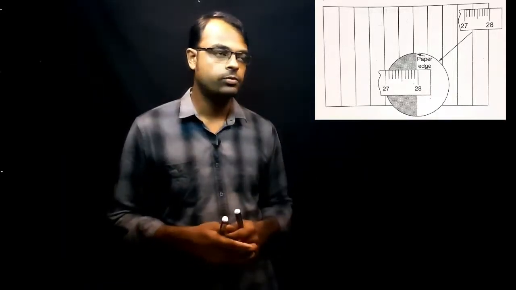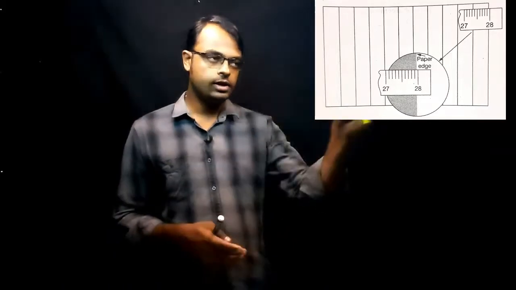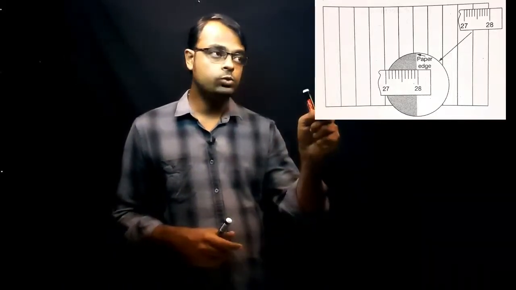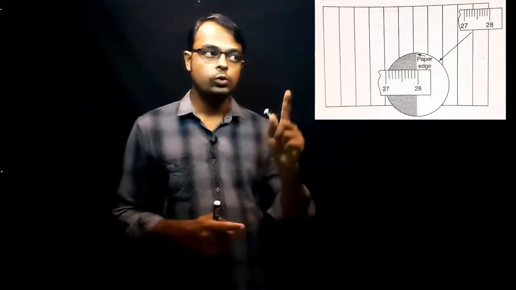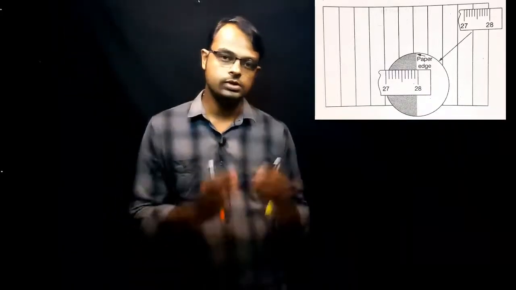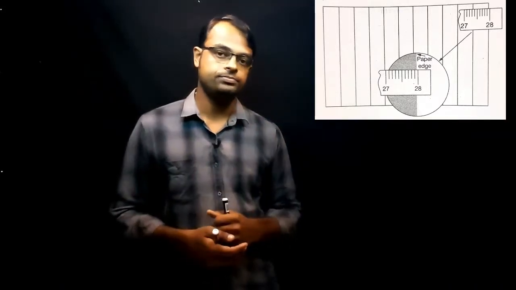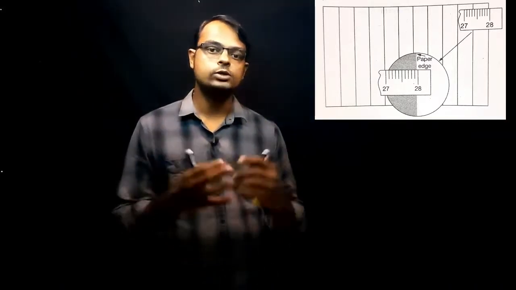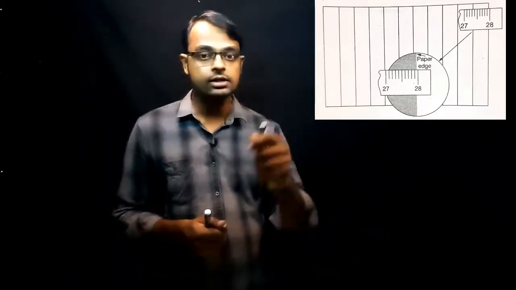Everyone please note it down. What is the value in the ruler? Definitely you can say the value, exactly at the edge, comes in between 27.9 and 28 centimeter. What is the actual value? You cannot say that it is exactly 27.9, no. And you also cannot say that it is 28 centimeter, no. It is coming in between.